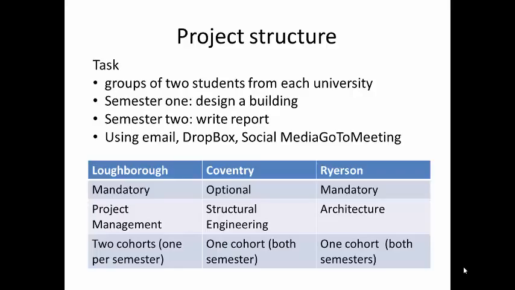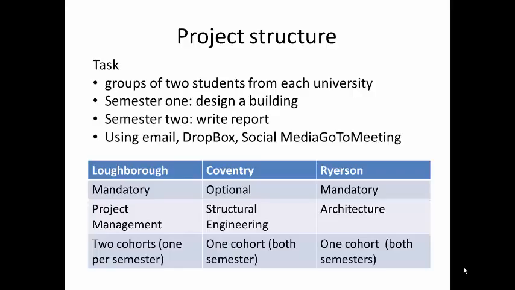So we had groups of two students. What I mean by that is that there's three groups, two students from each university, so six students in each group altogether. The task they had was in semester 1 to design a building, and then in semester 2 to write a report about the building design. And they could use email, Dropbox, any social media they wanted, but look, there's a comma missing there. But for their synchronous meetings, they had to use GoToMeeting, which is kind of like Skype and Connect and all those sorts of things.